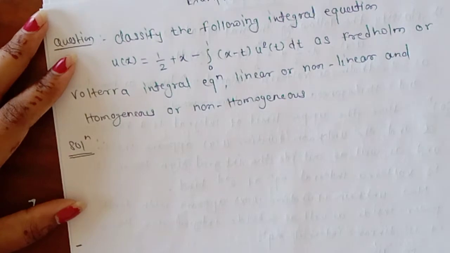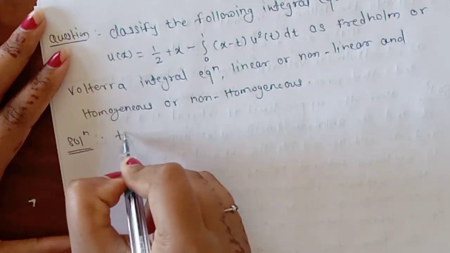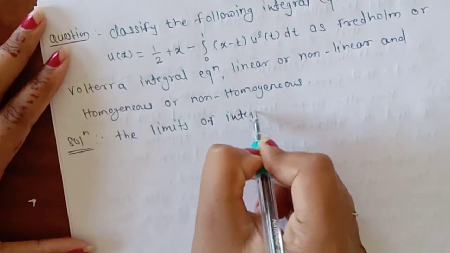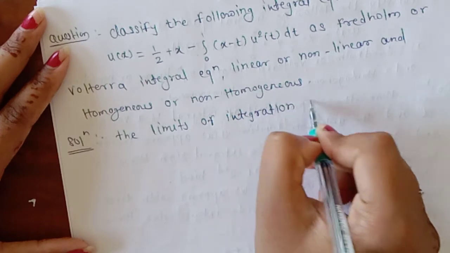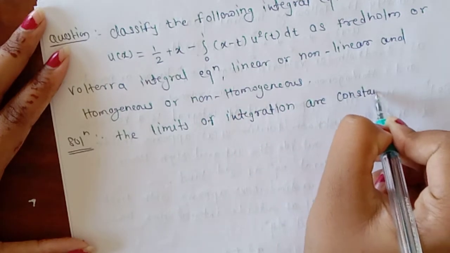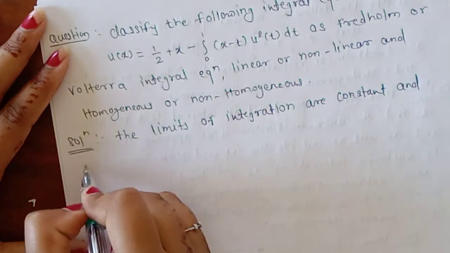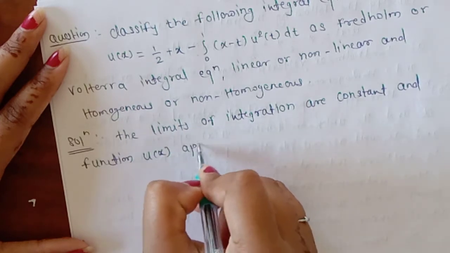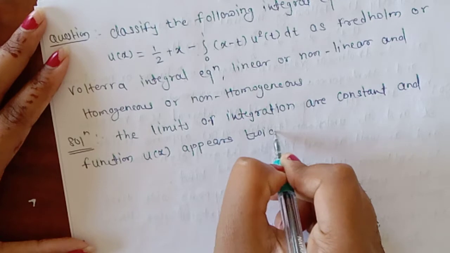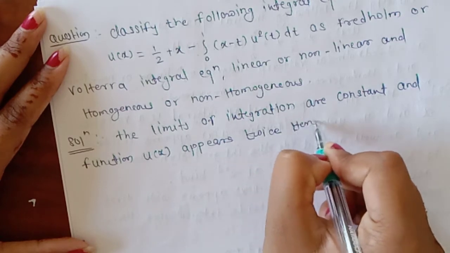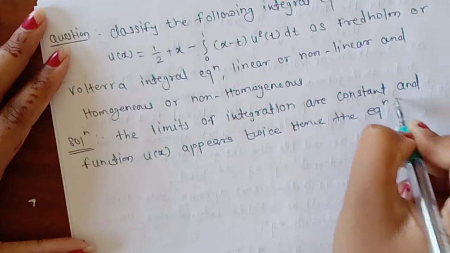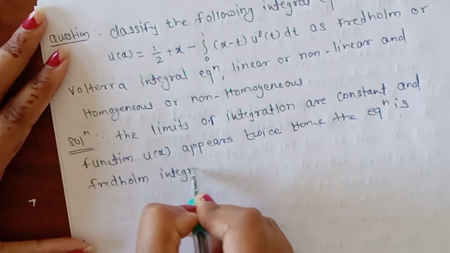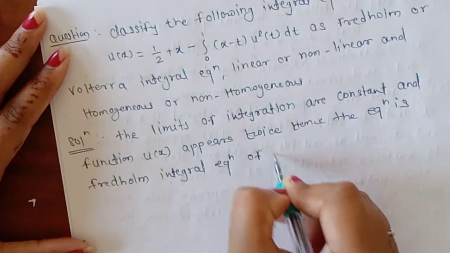So we write this as: the limits of integration are constant and the function u of x appears twice, hence the equation is a Fredholm integral equation of the second kind.